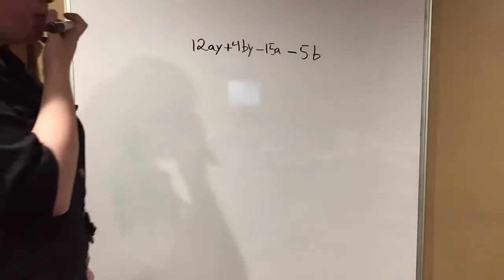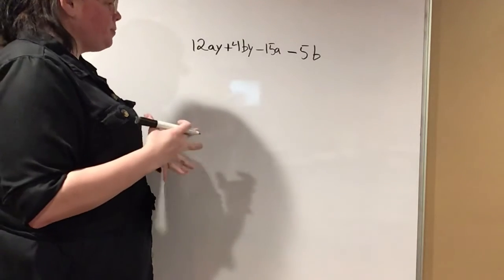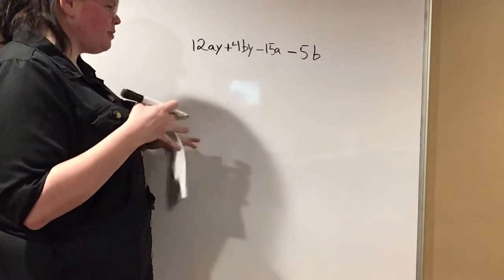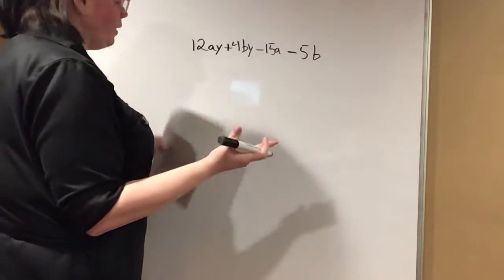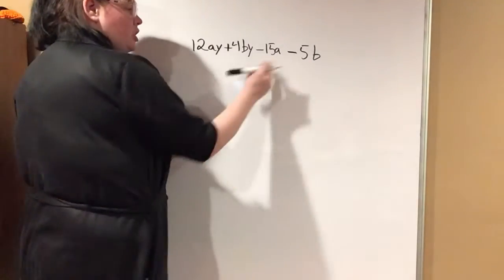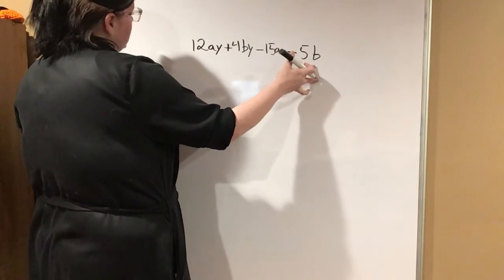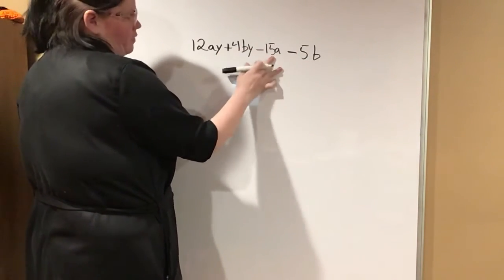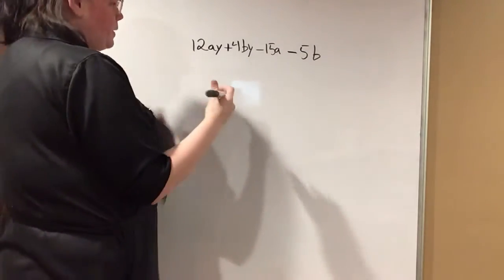Okay, well, let's look at this guy. There are different ways we can group this, but I feel like I just want to keep it the same way, because I don't feel like I need to change anything. I could group the 4by and the 5b together, and then the 12ay and the 15a together. But I feel like this might be a little easier just to keep it.